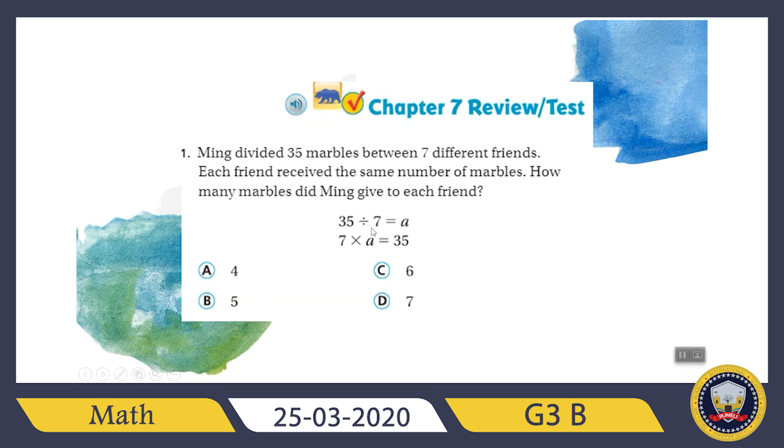35 divided by 7 equals A. And as you know, 7 multiplied by A is also 35. What is this A number? Number A, 4. Number B, 5. Number C, 6. And number D, 7. Count it. That's right. The answer is 5. 35 divided by 7 is 5, and 7 multiplied by 5 is 35.